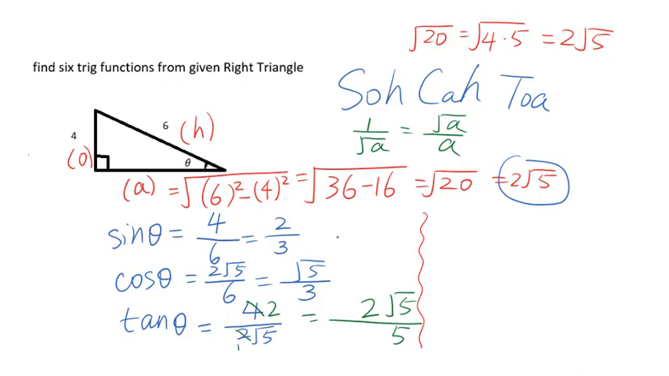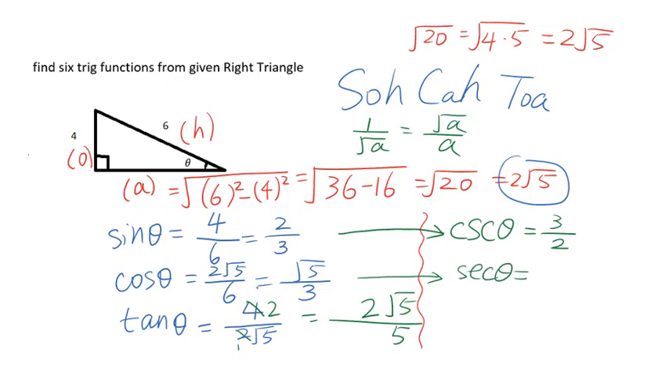Then we can figure out secant, cosecant, and cotangent. For sine, that will be cosecant theta. Flip, that is 3 over 2. From cosine, we can get secant theta equals, flip this, you will get 3 over square root of 5. Simplify, that is the square root of 5 over 5. Carry on this 3.